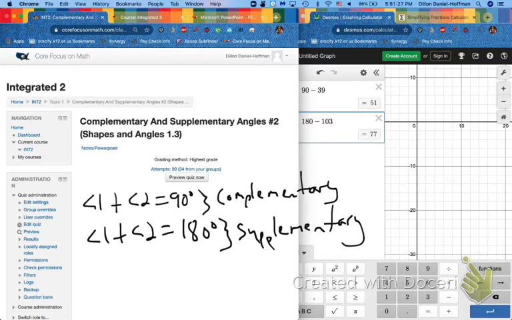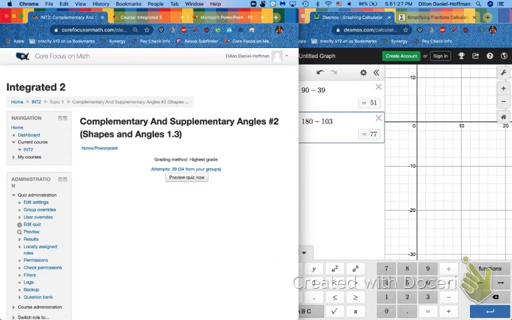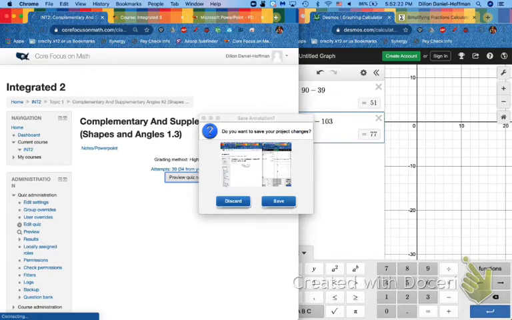And that is because if we have twice as many p's as complementary, 2 p's and 1 p, twice as many p's gives us twice as many degrees. So 180 for supplementary and 90 for complementary. Today, we are going to utilize that information to do a little bit of algebra. So let's dive right in.